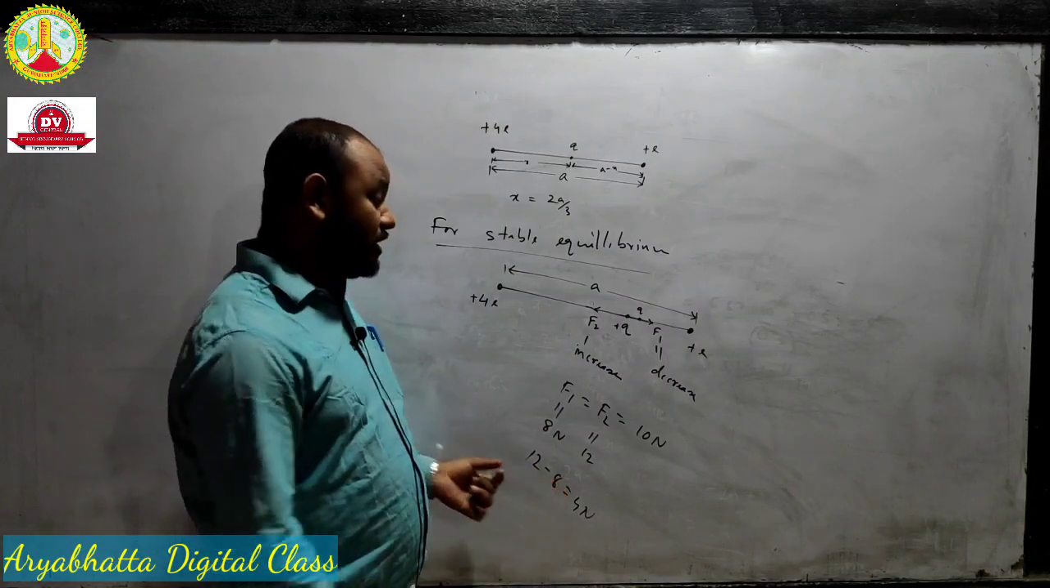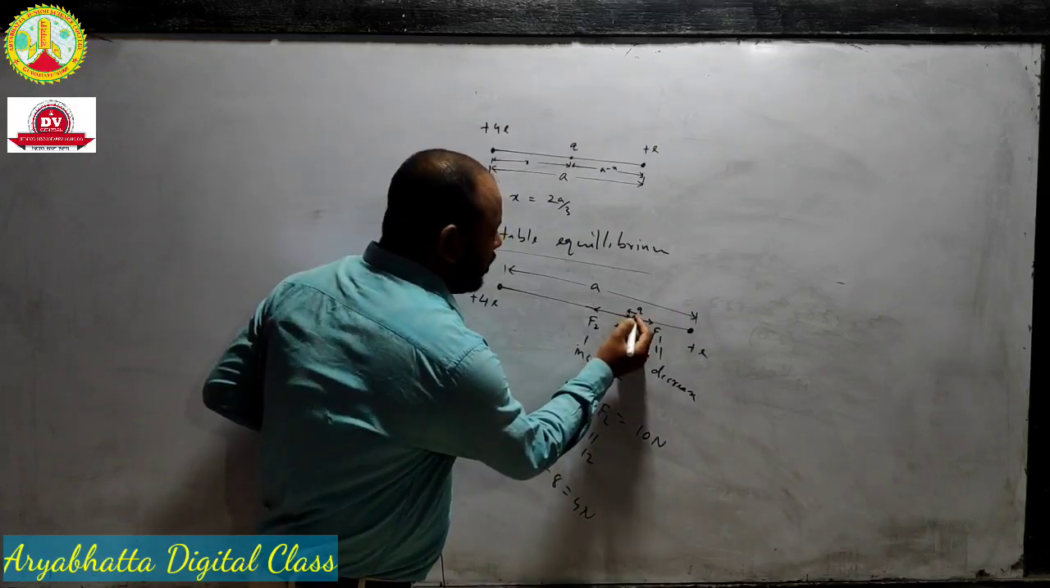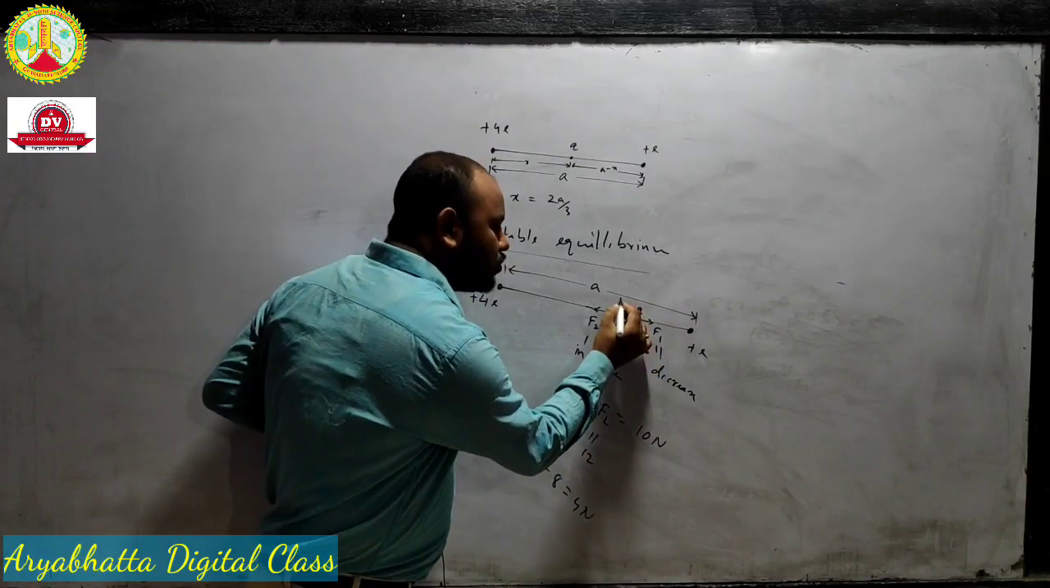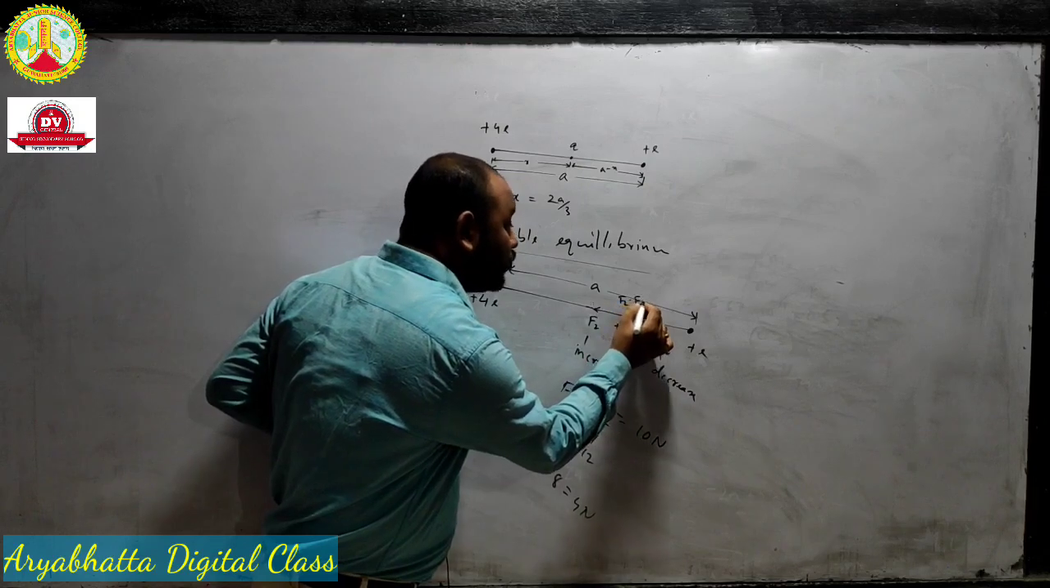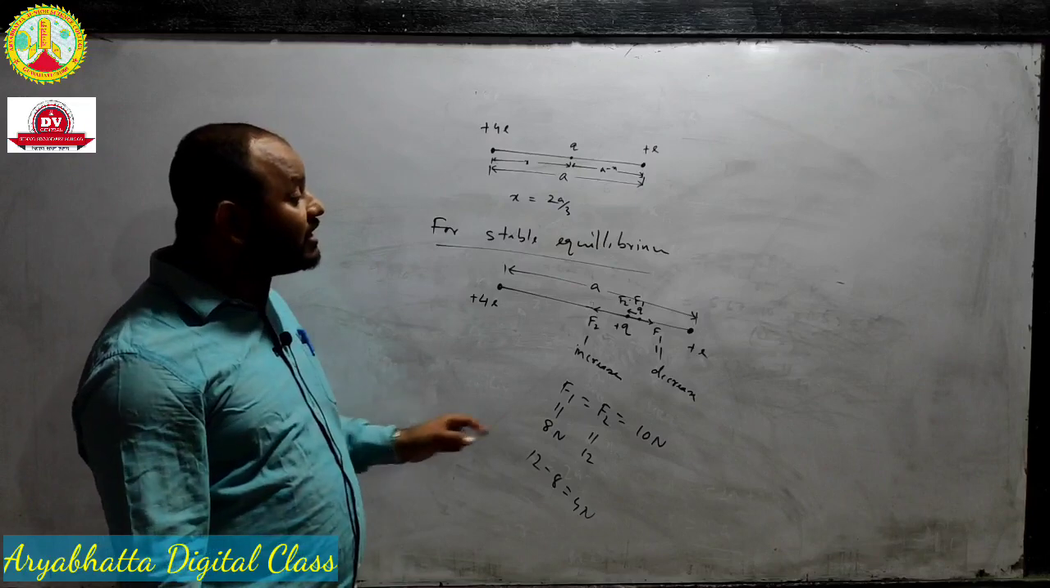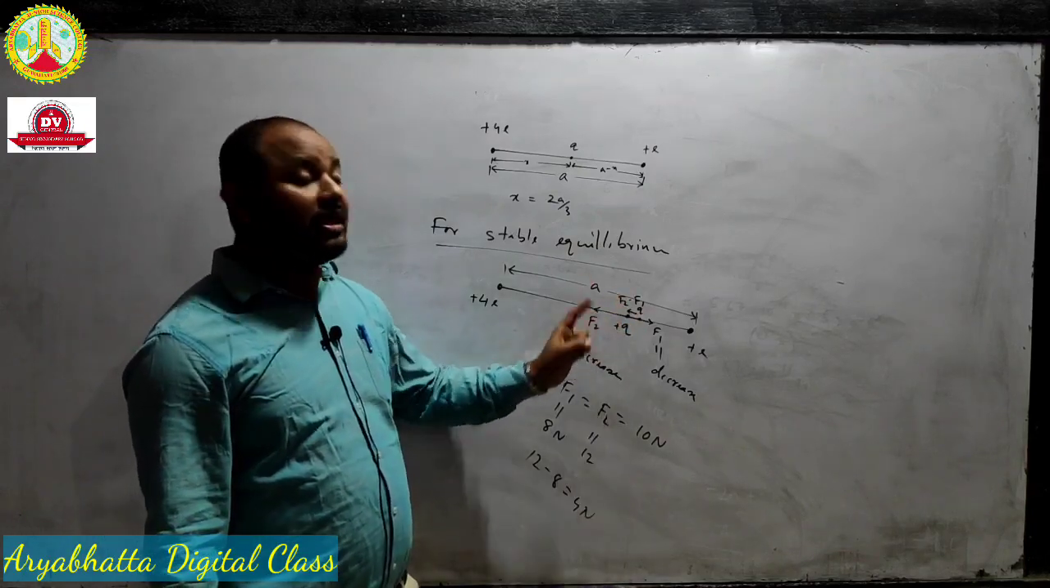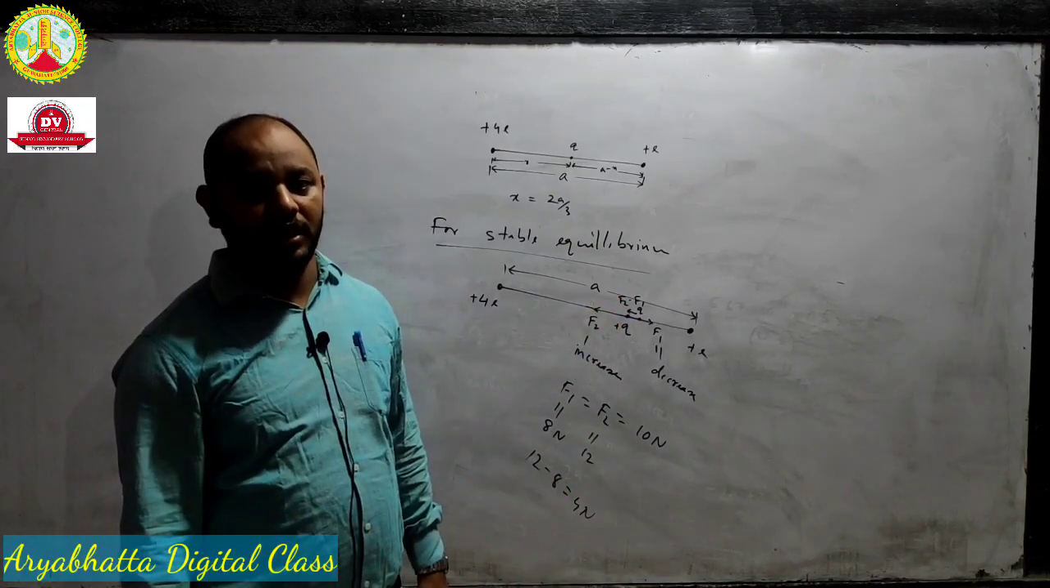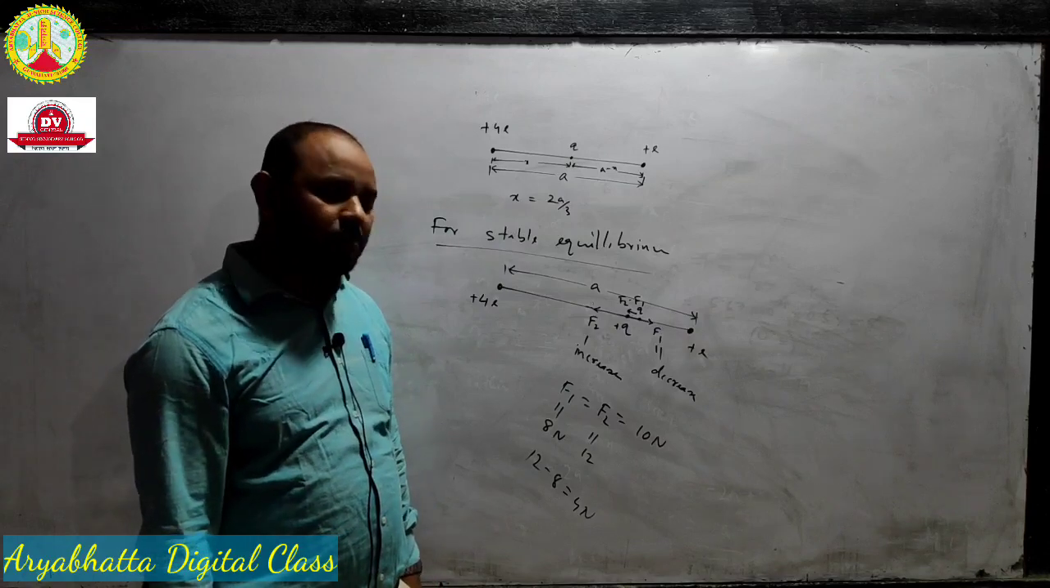So F2 minus F1 acts towards the left. There will be a net force F2 minus F1 acting towards the left, and that force will bring the charge again to the equilibrium position.